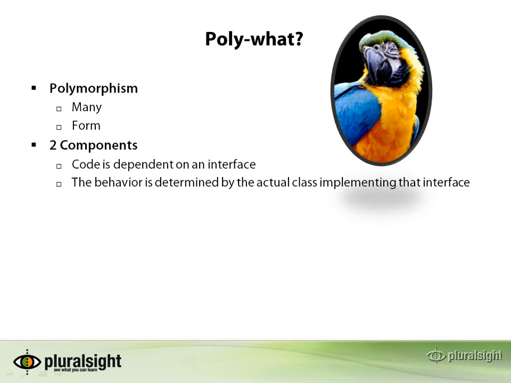Well, polymorphism, the word comes from poly, meaning many, and morph, meaning form. So what it really means is many forms. And it's still kind of a confusing concept to a lot of people.